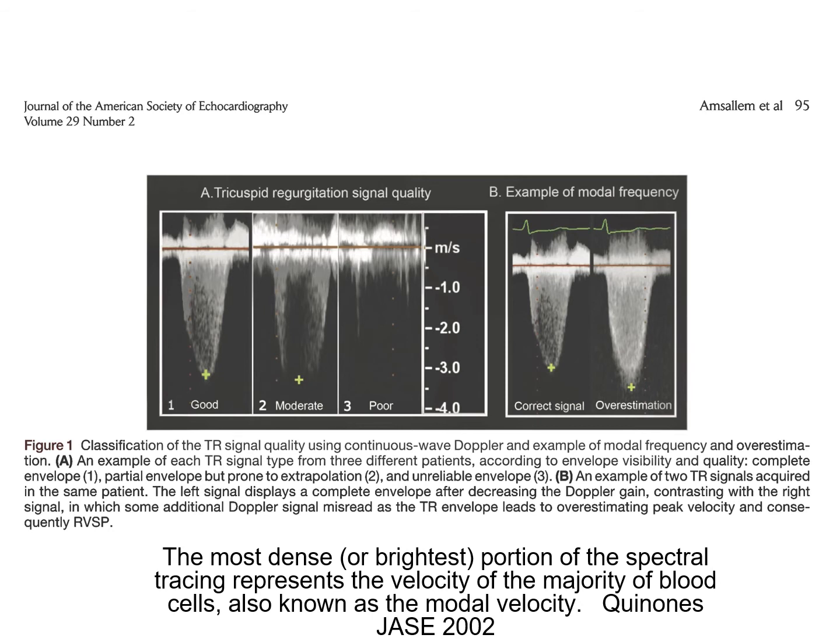The authors also warn us that it's very easy to overestimate the Doppler assessment of right ventricular systolic pressure if we turn the gain up too high. We have to pay close attention to minimize the gain so that we can get the velocity, or so-called modal velocity, of the majority of the blood cells. Shown on panel B is an estimate of the actual velocity with proper gain, and at the same time overgaining and leading to overestimation of the right ventricular systolic pressure.